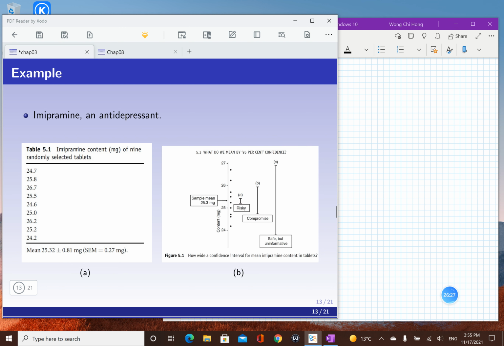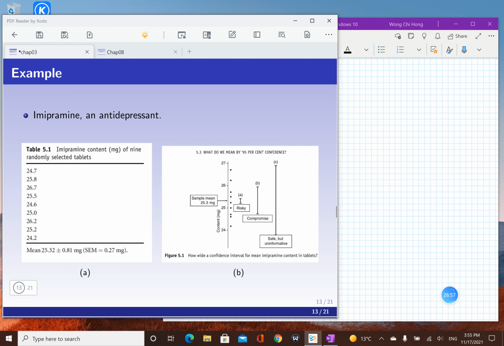And then you can see that you've also got the SEM value, which is the standard deviation divided by the square root of n. You've got 9 of these numbers, so the sample size is 9. Square root of 9 is 3, so 0.81 divided by 3, you've got 0.27. So you've got the mean, you've got your standard deviation and all that. So 25 point something plus or minus whatever standard deviation you have there.